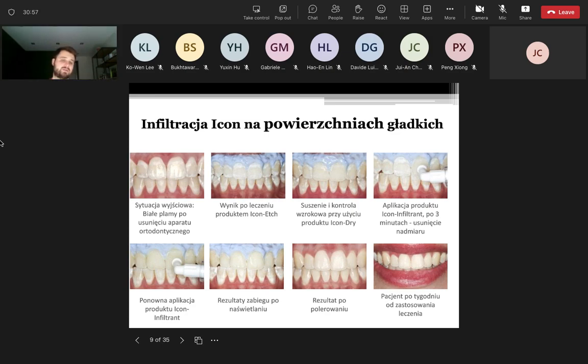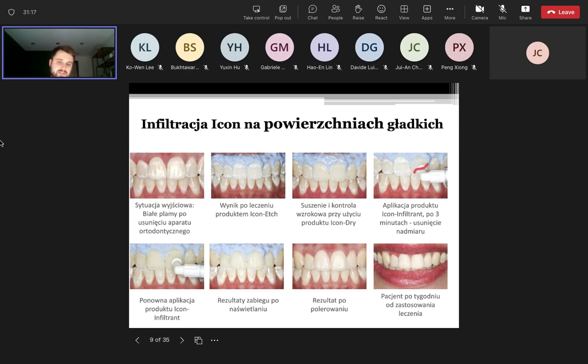We just secure the gingiva by using the liquid rubber dam like here. Then we place the etcher. When the etcher is gone, we dry it.